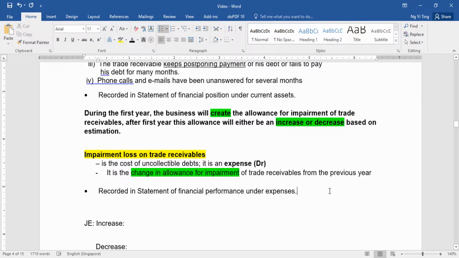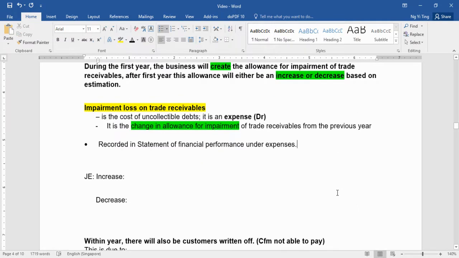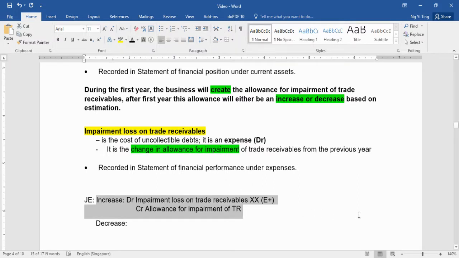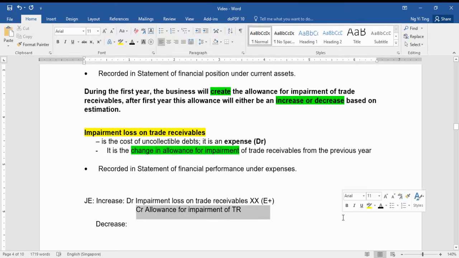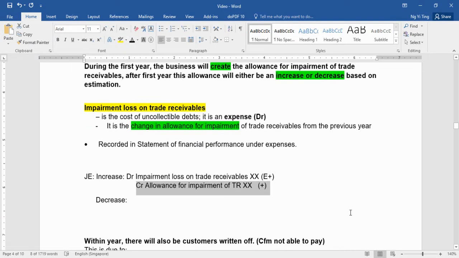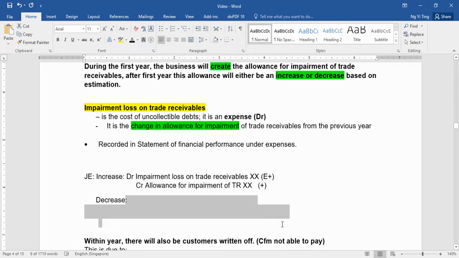So with this understanding, what's the journal entry for the increase in the allowance? So it will be debit impairment loss on trade receivable because expenses increase, and credit allowance for impairment of trade receivable, because credit is a plus. If it's a decrease, it will be the swap. I will debit my allowance for impairment of trade receivable, as minus, and I credit my impairment loss because my expenses minus.